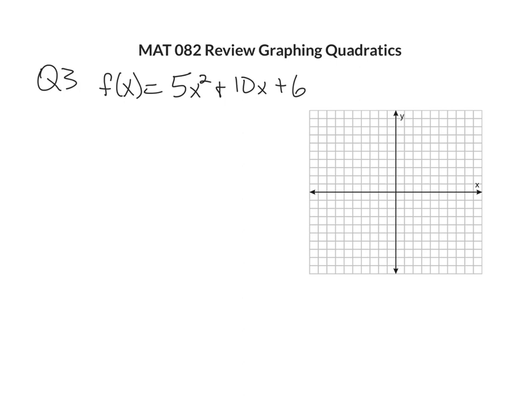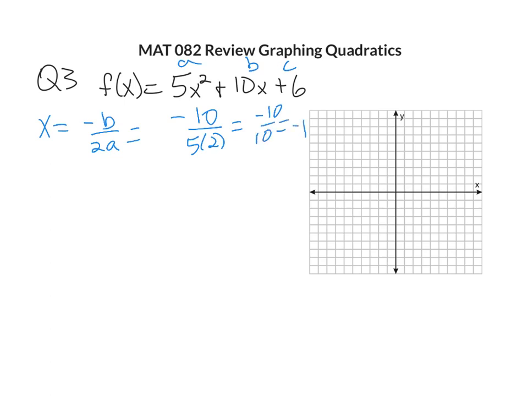Question 3. Start off with your axis of symmetry. Negative b over 2a. This is a, b, and c. b is 10, so that's negative 10 over 5 times 2. Negative 10 over 10 is equal to negative 1. So that means I have my axis of symmetry at negative 1.